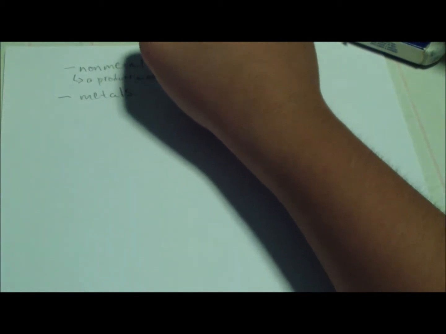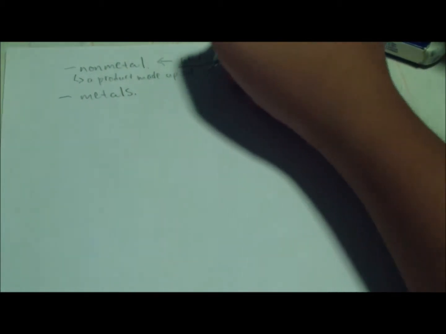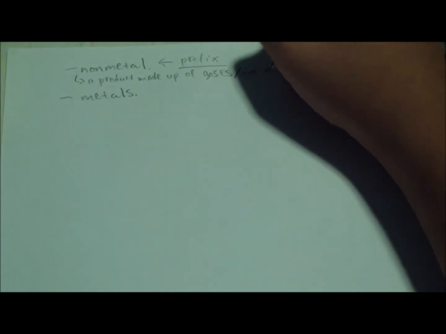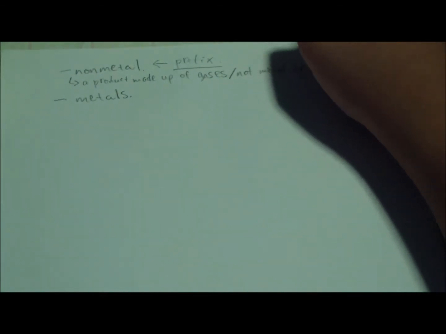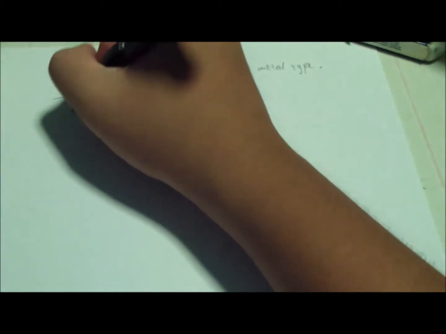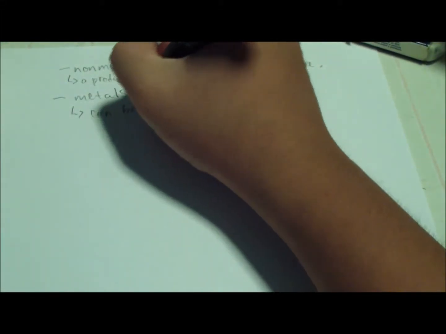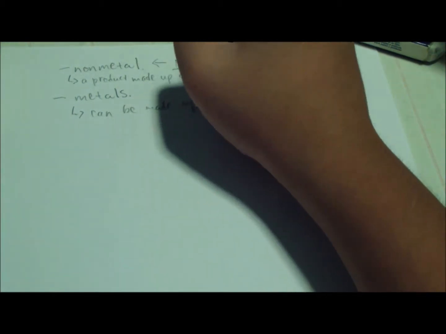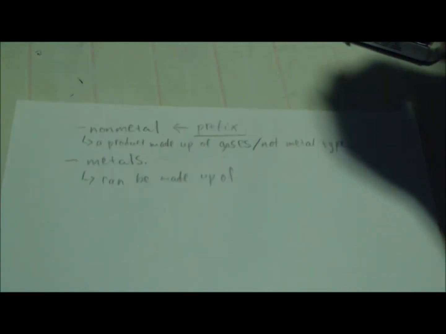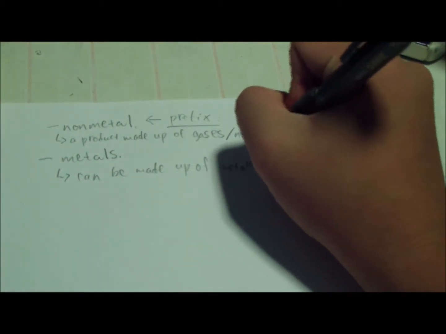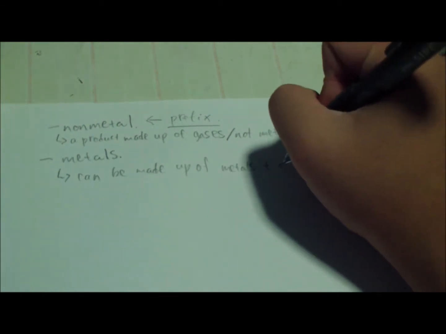product made up of gases, like non-metal type stuff, because it's non-metal. Yeah, you get it. And then a metal compound can be made up of metals plus non-metals.